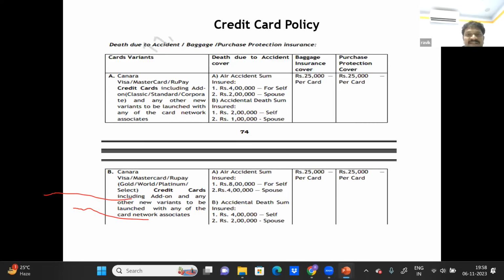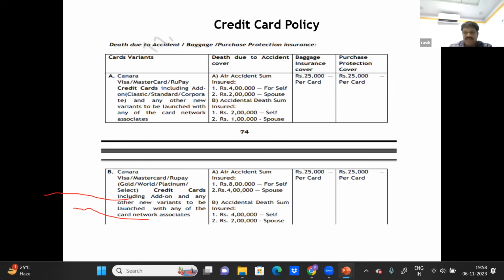Now, this is insurance for accident or baggage. How much insurance are they giving? Remember only 2 things here. Whatever credit card we are taking is generally RuPay cards. For RuPay cards, insurance will be 4 lakhs and 8 lakhs: 4 lakhs for normal personal accident, 8 lakhs for air accident for customers.